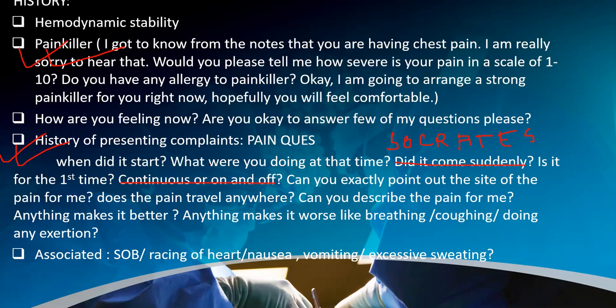Yes, aspirin before taking history. You don't need to say the aspirin dose. It's not important. Normally we give 300 milligrams of aspirin, but we don't need to say how much you are going to give.